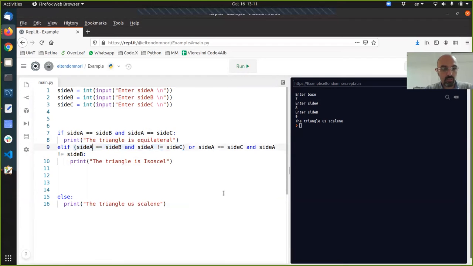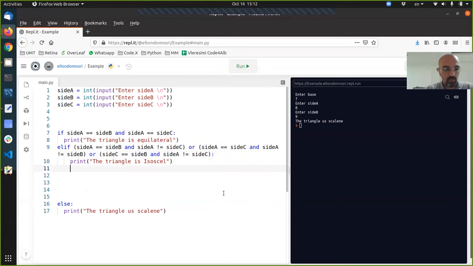If it is true, then I don't need to consider the others. I have found A and B that are equal to one another and different to C. Or the second scenario is that A and C are equal to one another and different to B. Or the third scenario, I'm just copying it and then changing the letters. Now B and C, and A different from C.